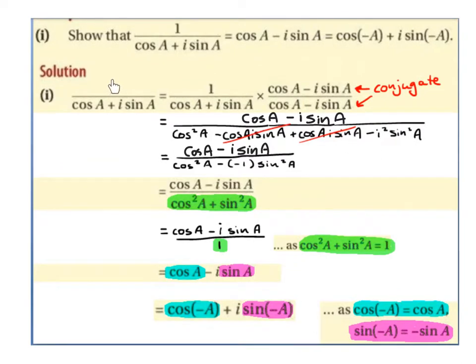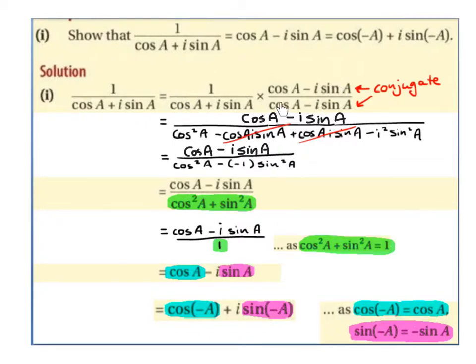So we have 1 over cos A plus I sine A. So what we're going to do is multiply the numerator and the denominator by the conjugate of the denominator. So basically we just change this plus to a minus. So 1 multiplied by cos A minus I sine A is just cos A minus I sine A.